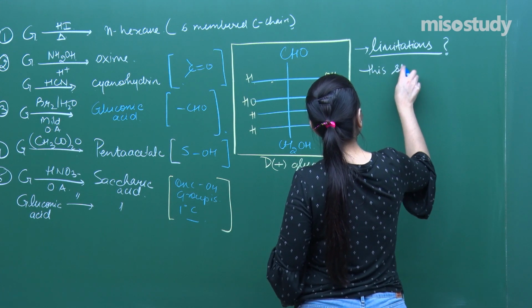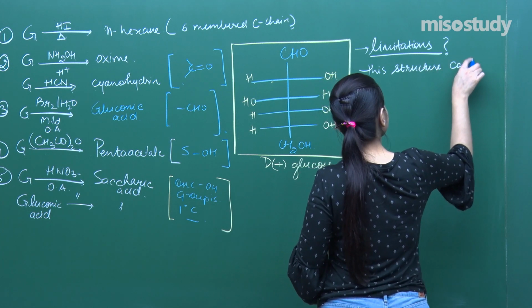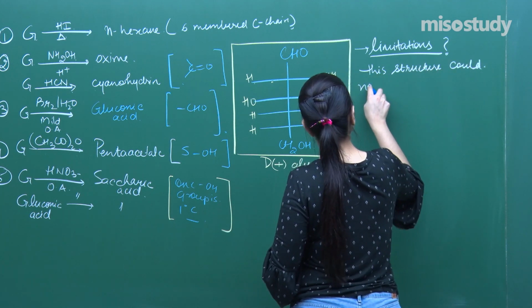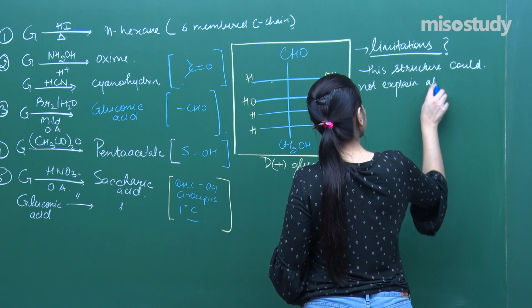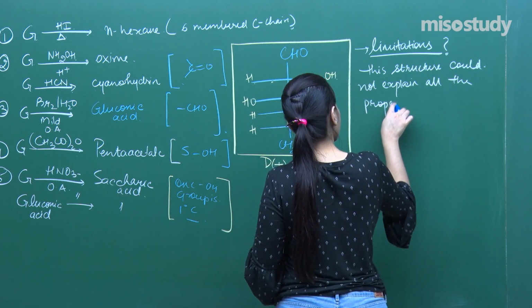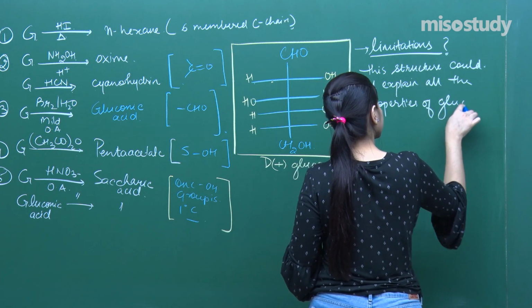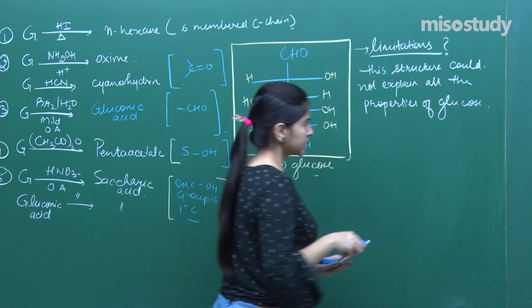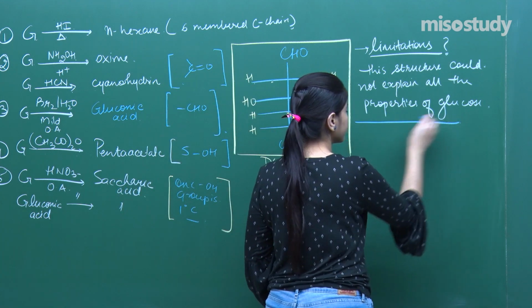This structure could not explain all the properties of glucose, right? So what were the limitations? What all properties were not explained?